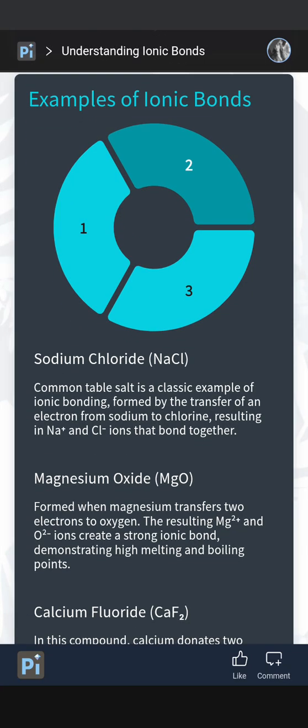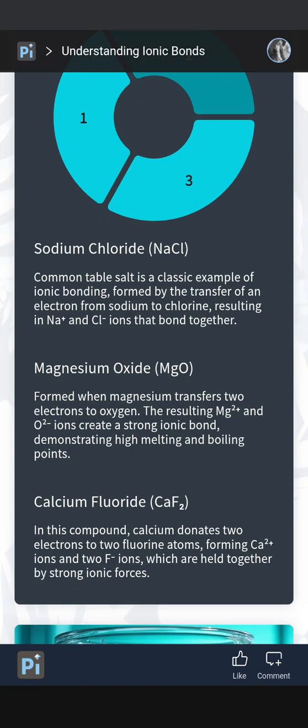Now we have the examples of ionic bond. First is sodium chloride. Sodium chloride is commonly known as table salt. It's a classic example of ionic bonding. And second is magnesium oxide, formed when magnesium transfers 2 electrons to oxygen. The resulting Mg2+ and O2- ions create a strong ionic bond, demonstrating high melting and boiling points.